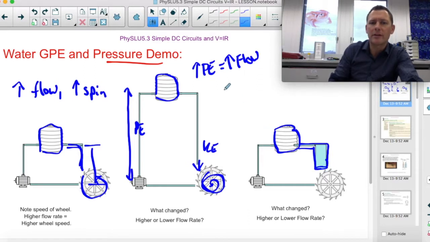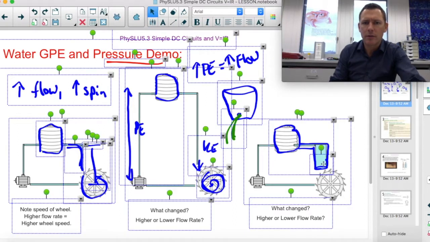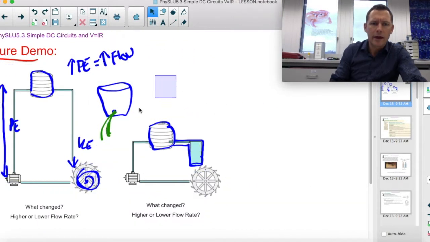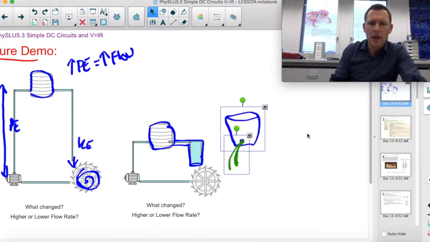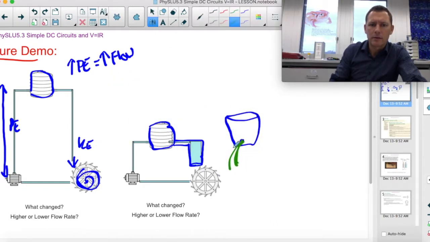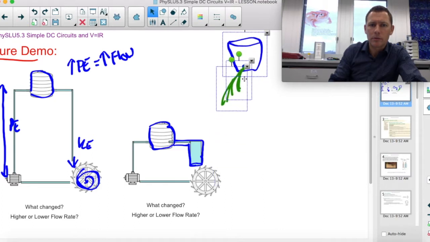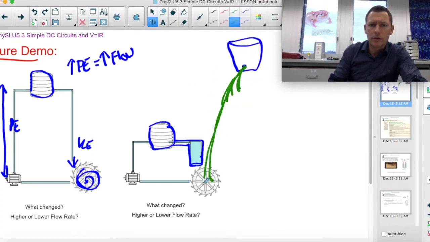You could think about it as this. If you had a bucket and you cut a little hole in it, water would come out. And if you took that bucket and poured it on the water wheel, you'd spin the water wheel, right? And if you pick the bucket up, higher velocity, the water wheel would spin faster.